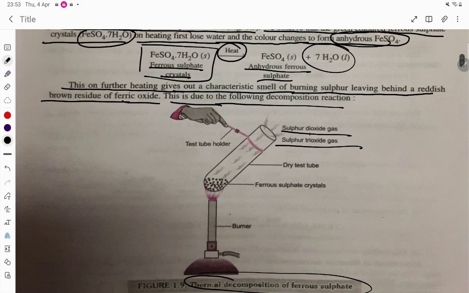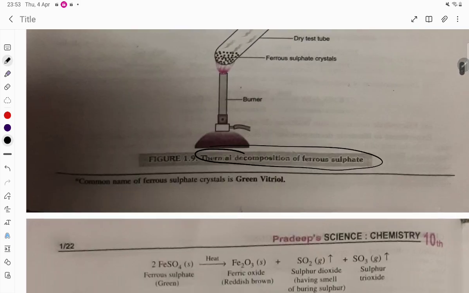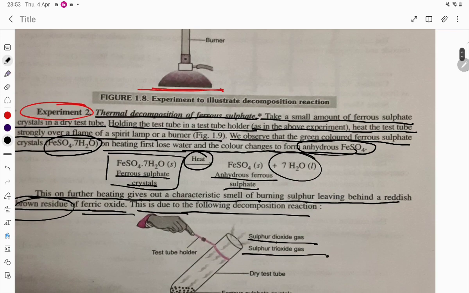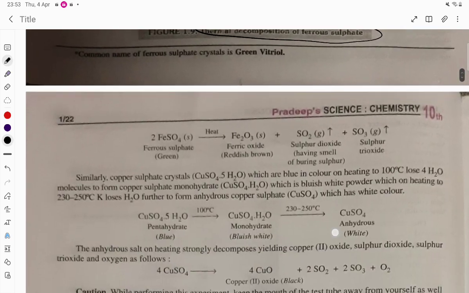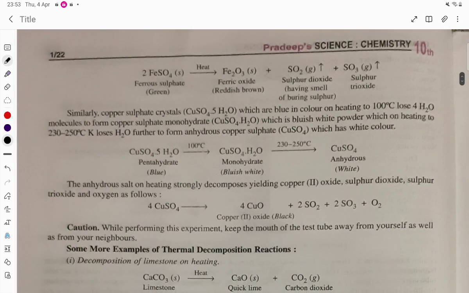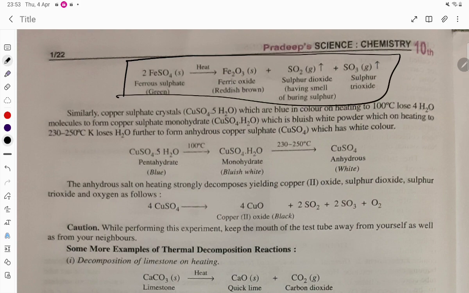Okay, and a reddish brown residue of ferric oxide, student, is also being formed. What is the characteristic? Burning sulfur leaving behind a characteristic smell of burning sulfur. Okay, a rotten egg like smell sometimes appears, student. Equation you can see, 2 molecules of FeSO4 give Fe2O3 ferric oxide plus SO2 plus SO3.